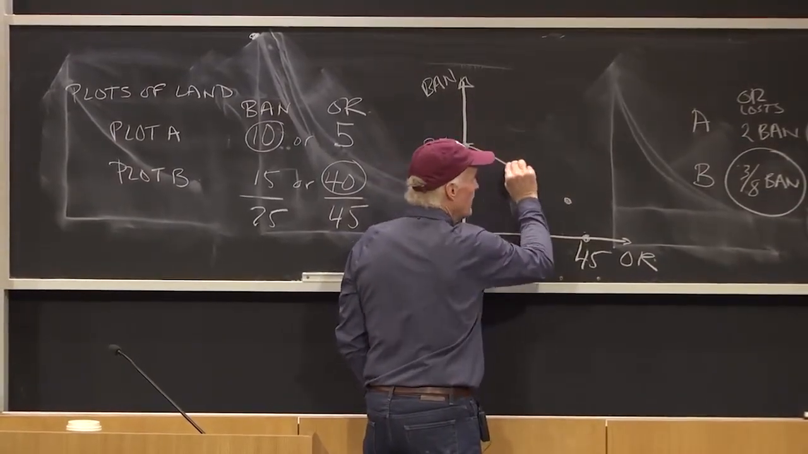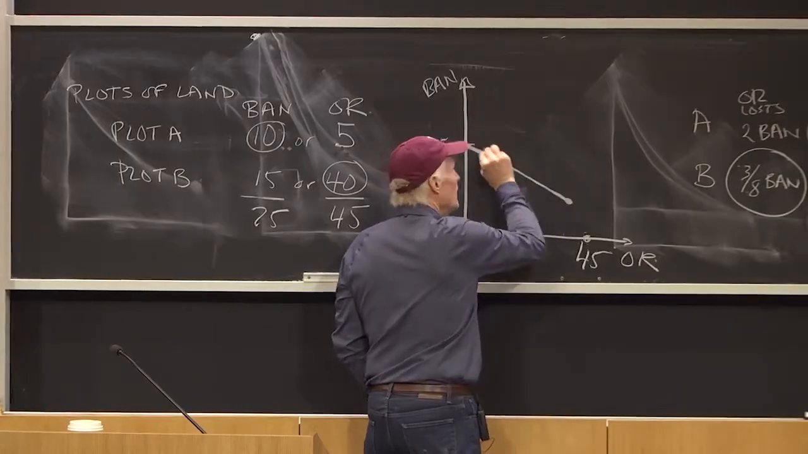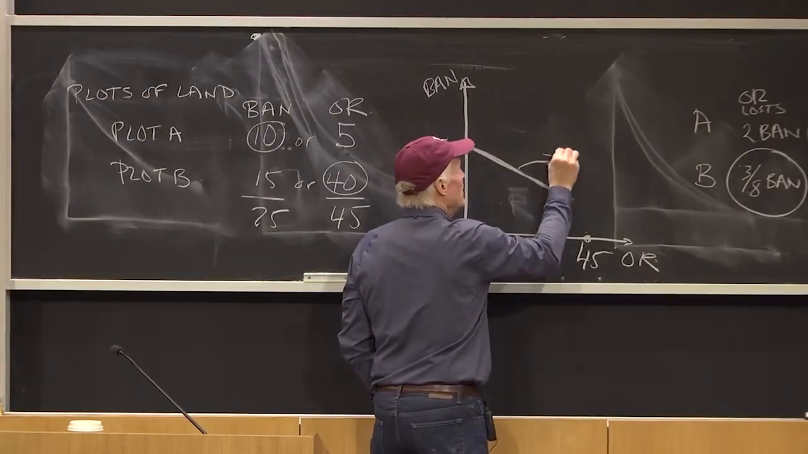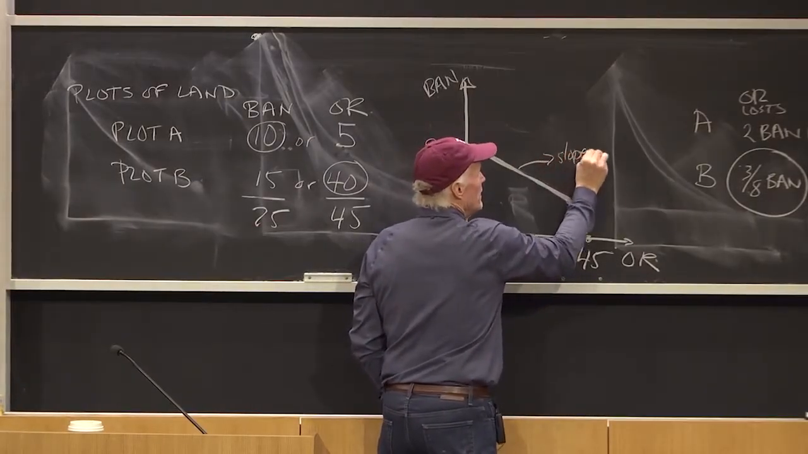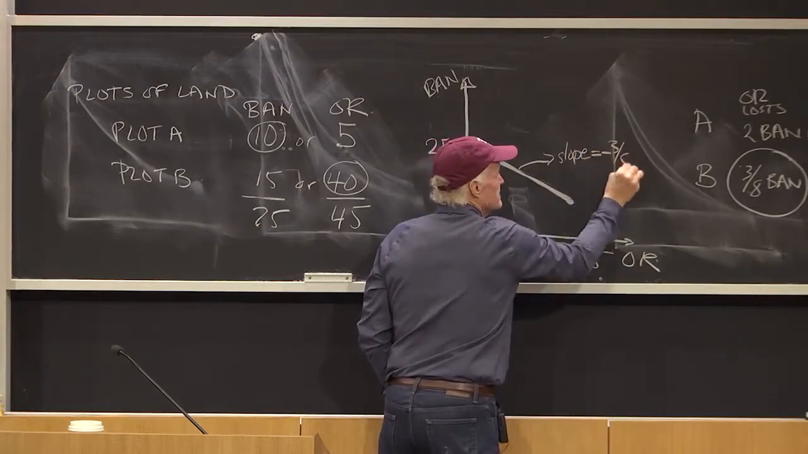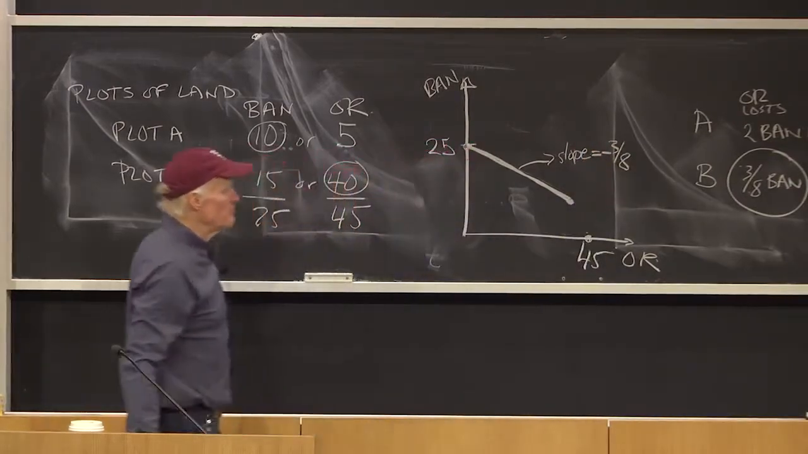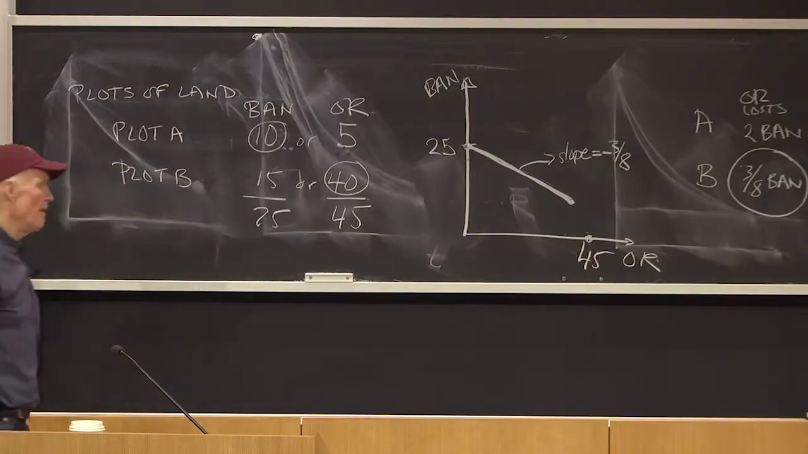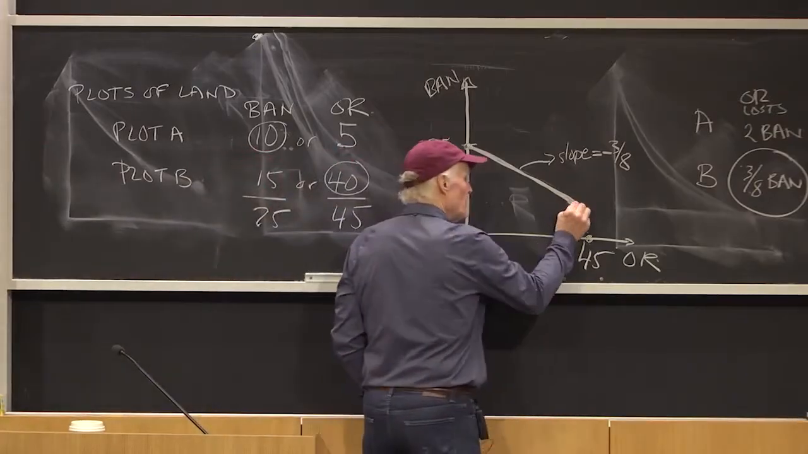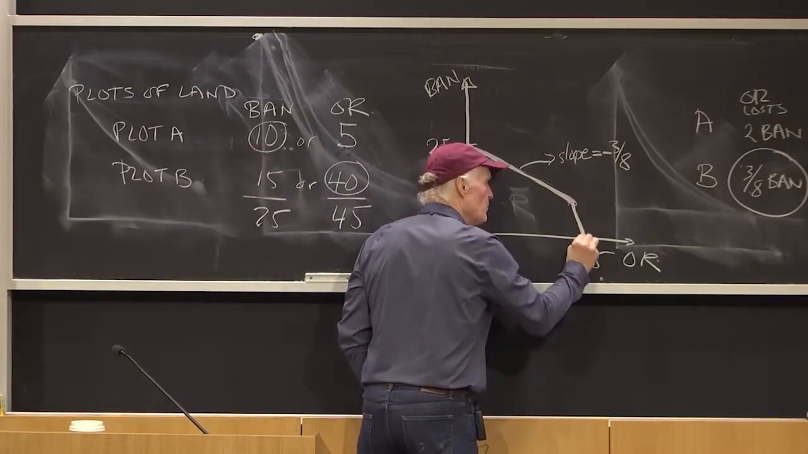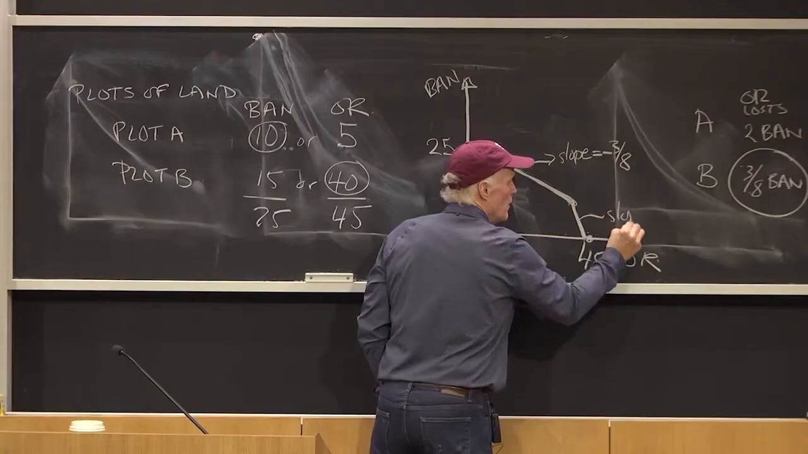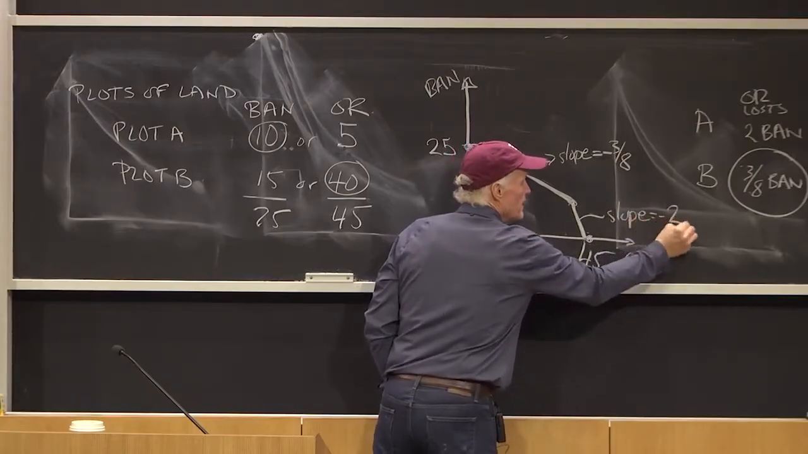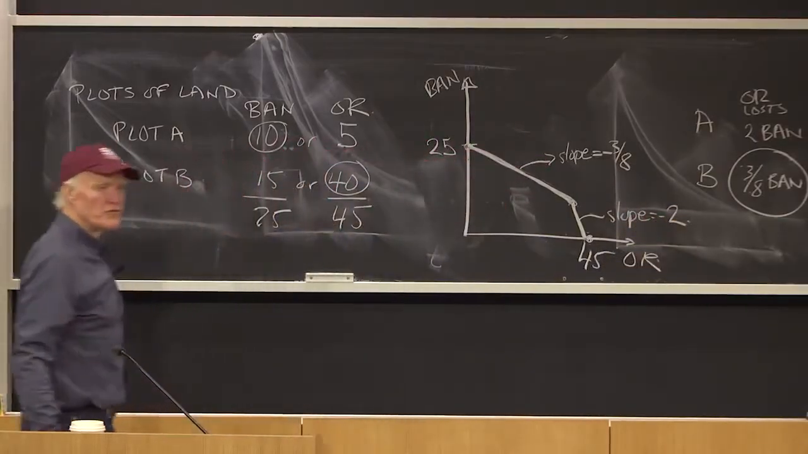We would come down like this, and the slope here would be equal to what? Minus 3/8, right? Because it says for every orange we want to produce, we're giving up 3/8 of a banana. And then from this point forward, the slope would be minus 2, because we'd be giving up now 2 bananas per orange.